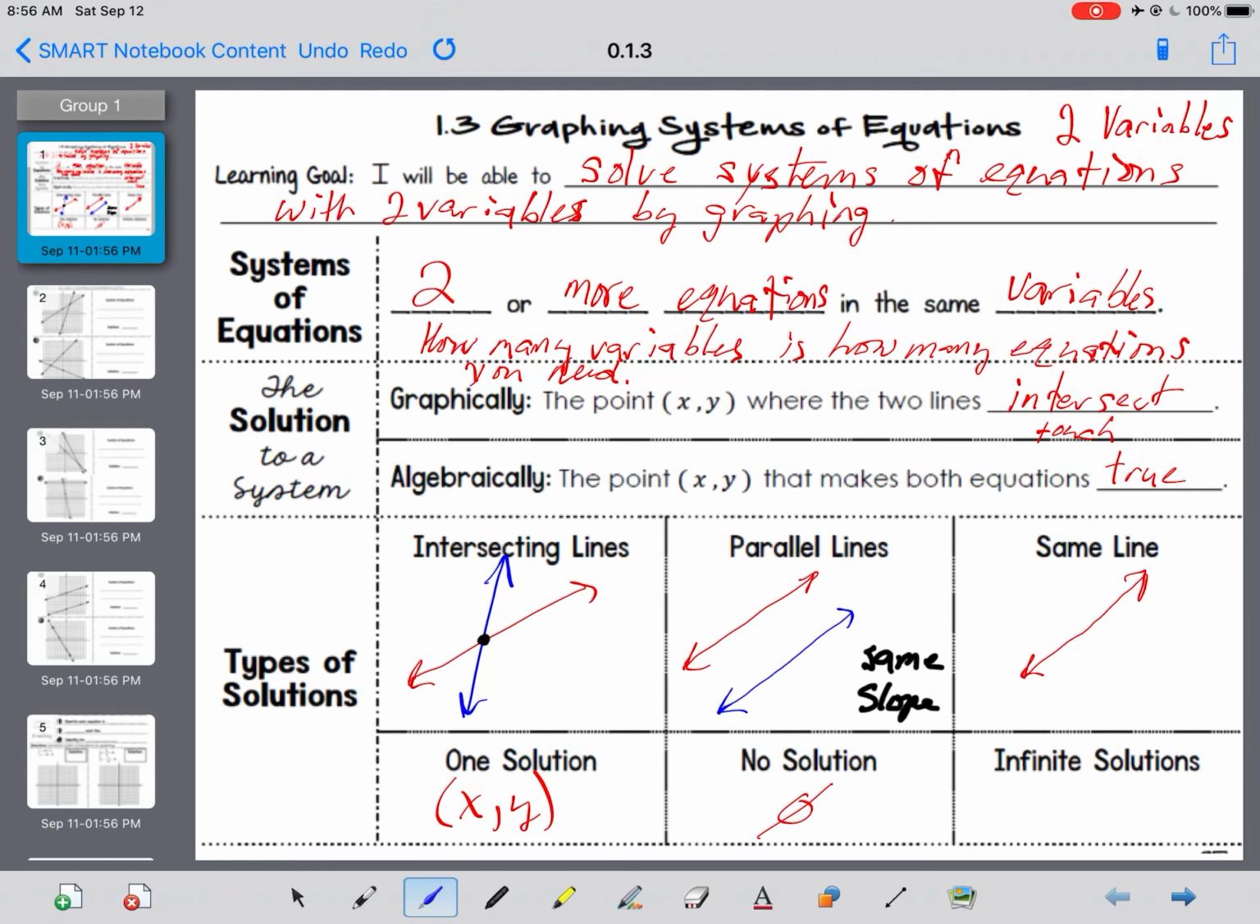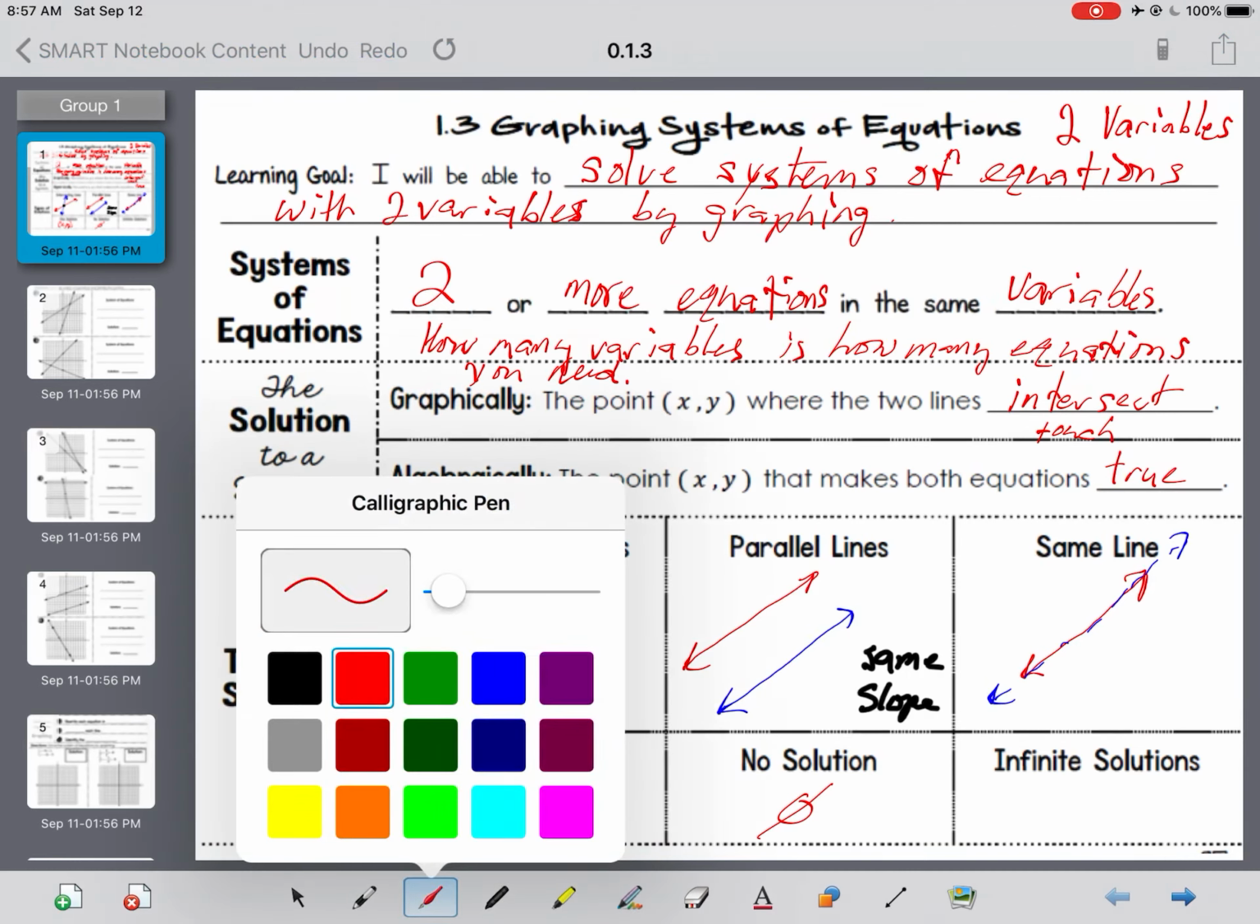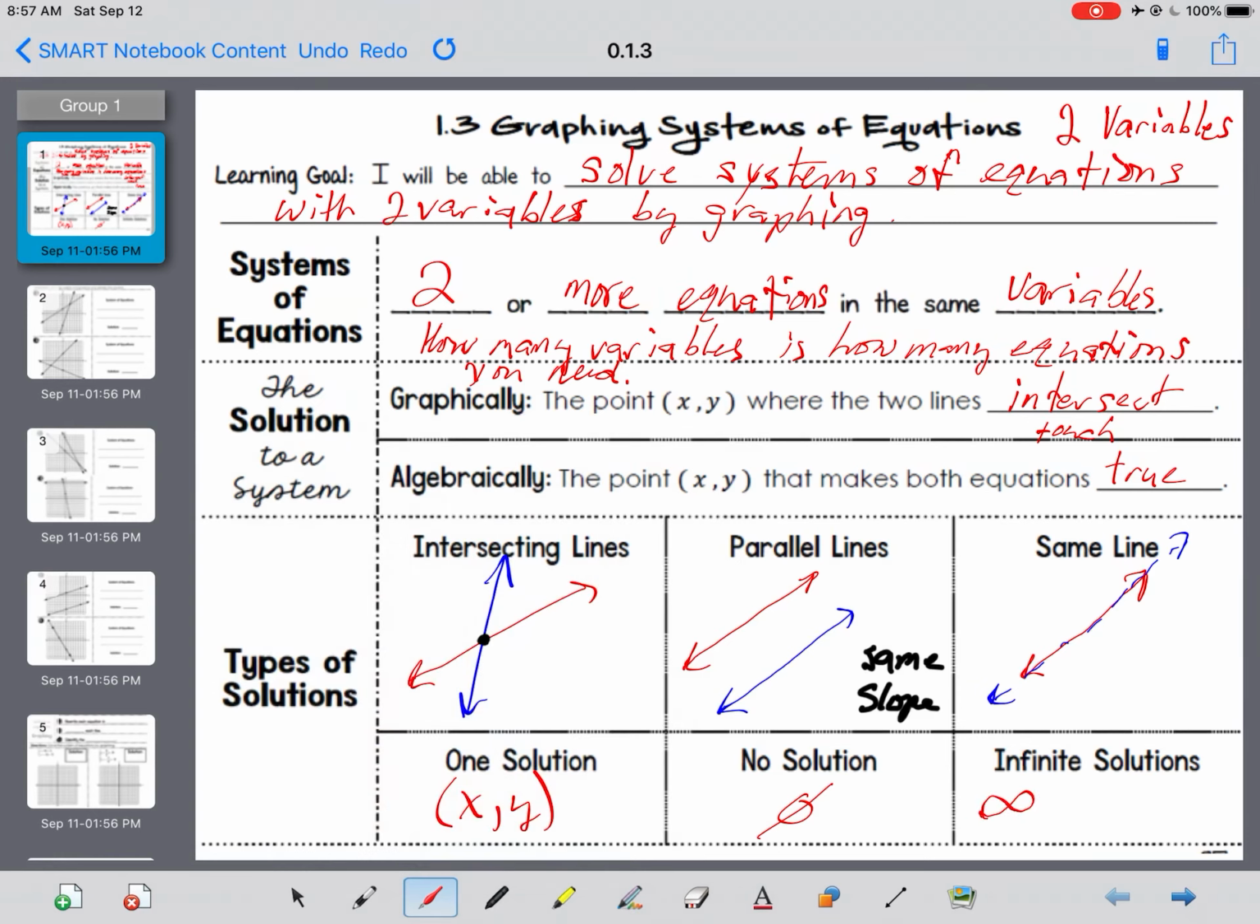Okay. And then you might have it to where this line and the second line are the same line. That means that there are infinite solutions. So you might see that as the infinity symbol. You might see it as negative infinity, comma, positive infinity, because x goes from anywhere to anywhere, all the way from negative infinity on the left, all the way up to positive infinity on the right. Okay? Important things to know here.